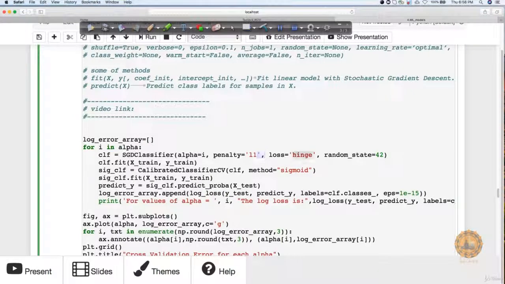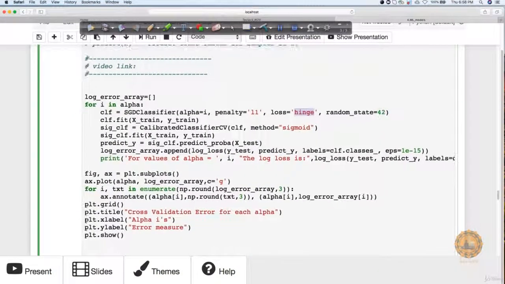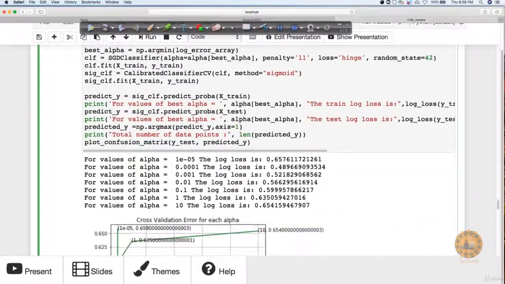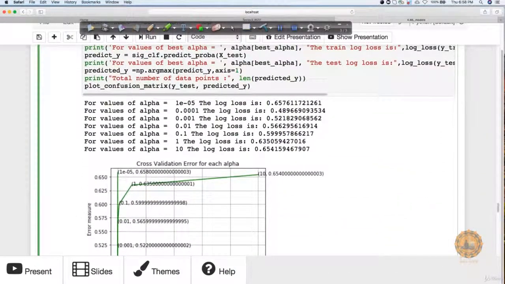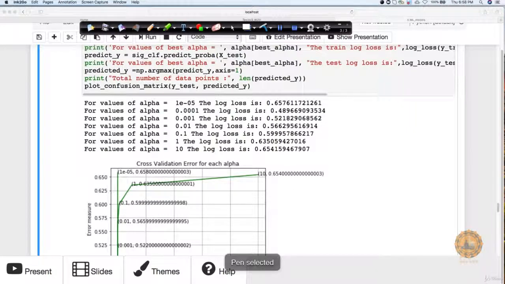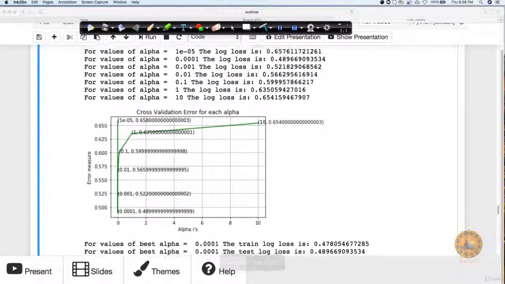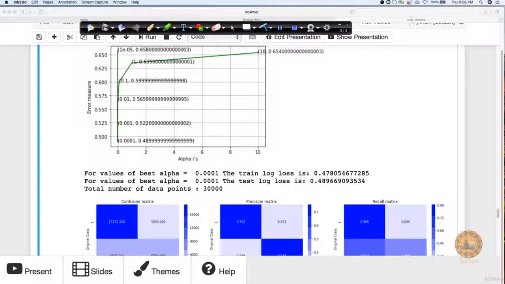I'm using the hinge loss, but feel free to change it to L2 and see what happens. Now after that you will again do exactly the same code, and this time your log loss is coming minimal here, 0.48, right? And if you even try to infer it from the graph, it looks the same, right? Now let's look at the log loss values. So now we got to this number.